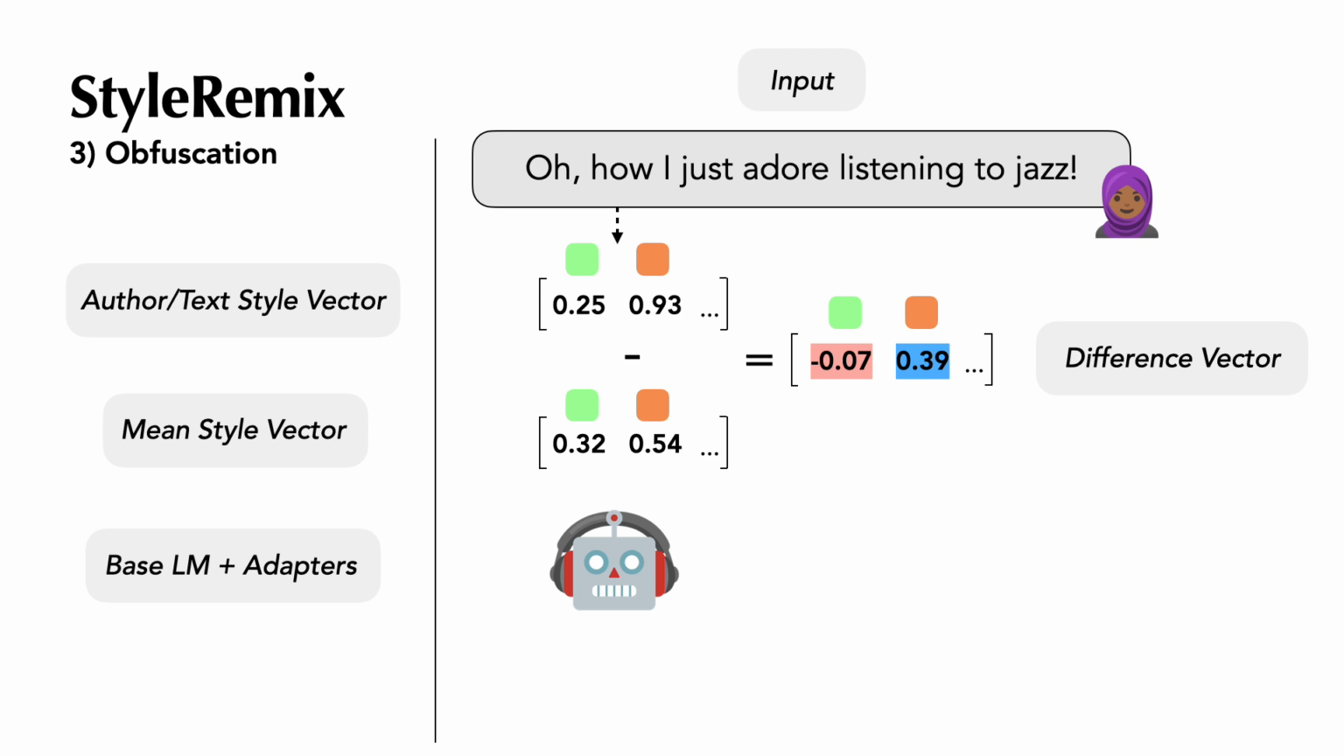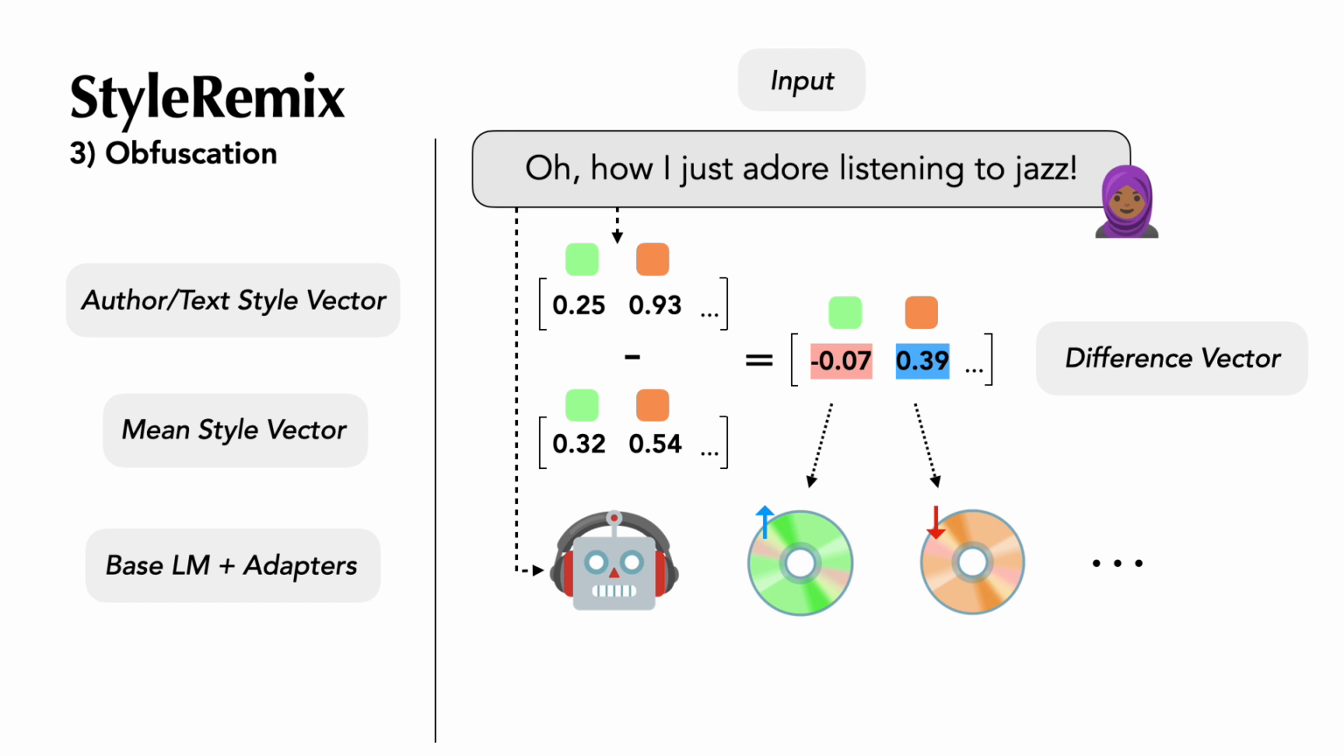Now that we have this difference vector, we're going to use a base language model which can rewrite texts, and we're going to plug in the adapters corresponding to this difference vector. So in this case, we're going to use the green adapter with a blue up arrow to indicate that we want to increase the sarcasm in the rewrite. We're also going to use the orange adapter, indicating the formality adapter, with the red down arrow to indicate that we want to decrease the formality in the rewrite. And we can repeat this for all the other style elements.